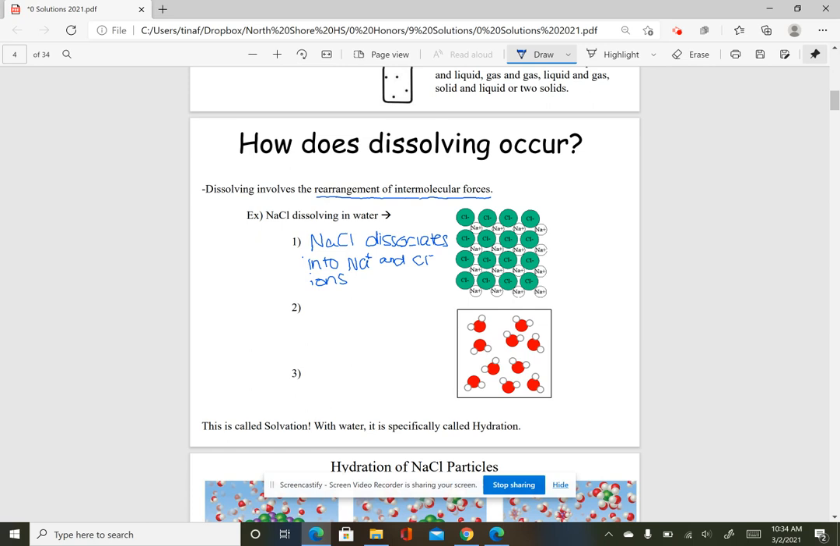Now, as the Na and Cl break apart, they start kind of like going in between the water molecules. So the water molecules were originally attracted to each other through the intermolecular force hydrogen bonding, but as the NaCl kind of squeezes in between them, the hydrogen bonds that were between the water molecules start to break.